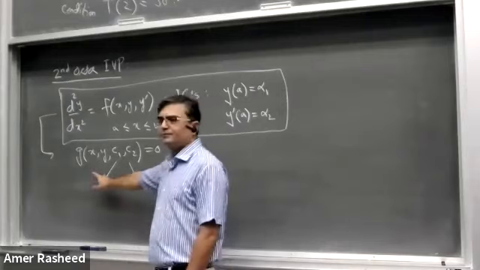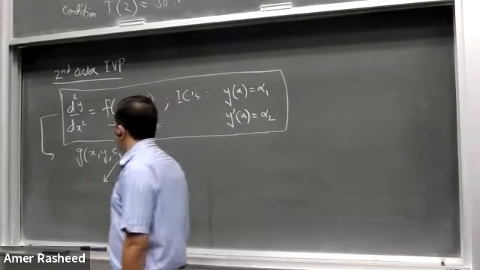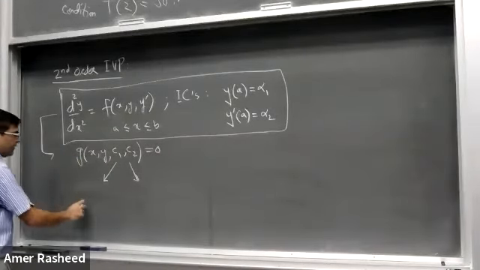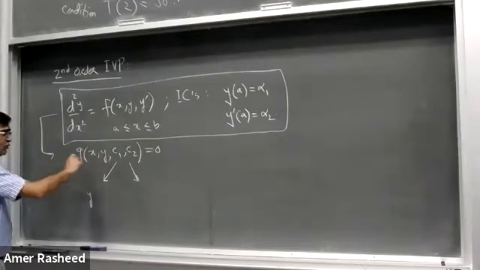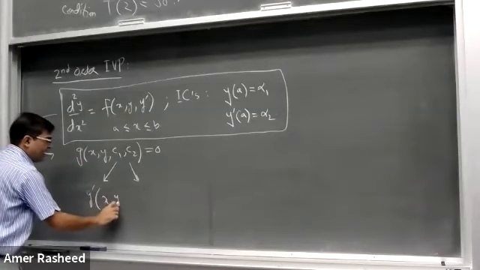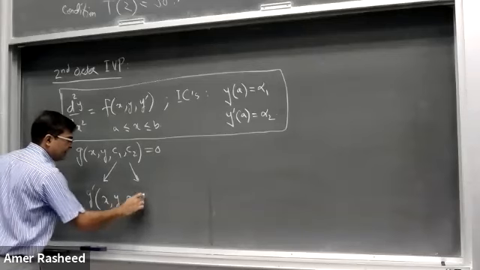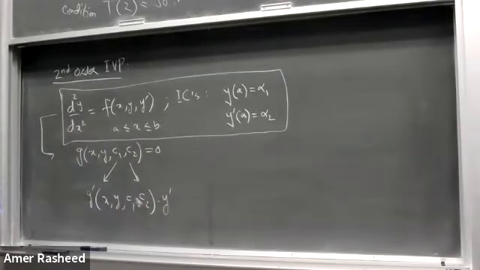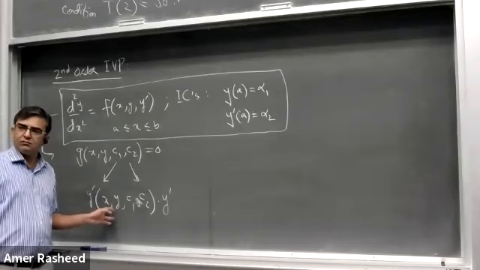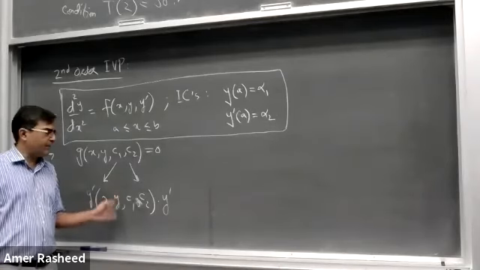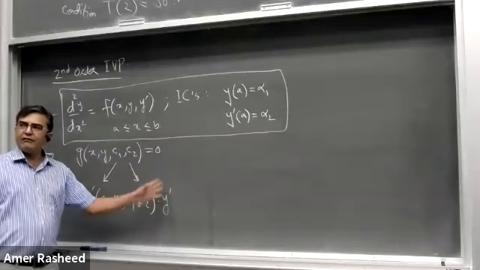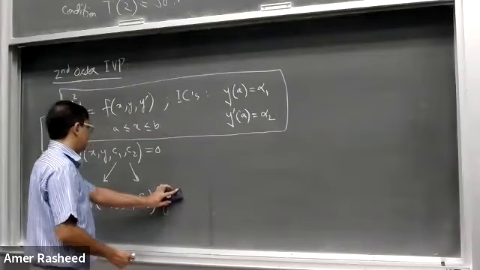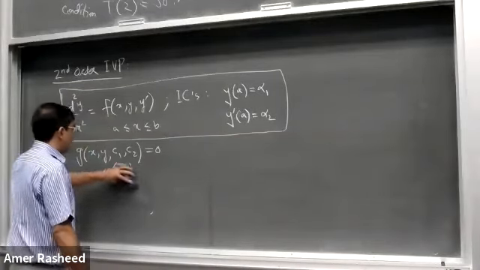If you take the derivative of this function with respect to x, what will you have? g dash of x, y, c1, c2 times y dash, dy by dx. Whenever the variable y appears here, its derivative y dash comes along with it, or whatever. You'll see when we do some examples of this.